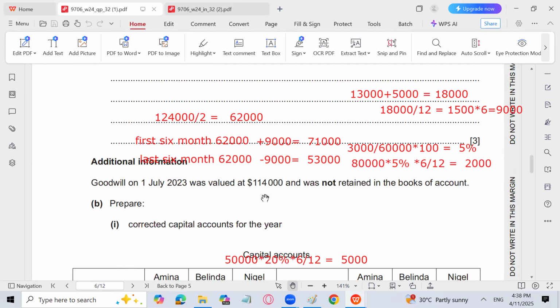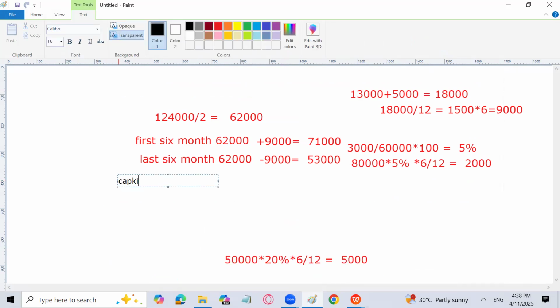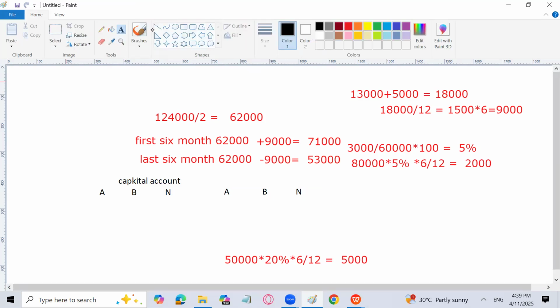Goodwill on 1st July was valued at 1,14,000 and was not retained in the books of account. So goodwill should not be shown in the books of account. This is known as internally generated goodwill. Inherent goodwill, we can call it internally generated goodwill, can also be known as existing goodwill, and this should not be recorded in the books of accounts. So here we will write A, B, and Nigel. We'll go for the total here: A, B, Nigel, and here we'll write.